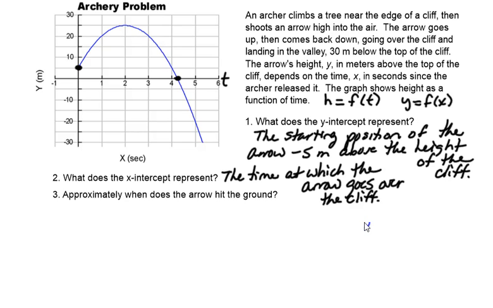Approximately when does the arrow hit the ground? Okay, so let's read the context again. It says the arrow goes up, comes back down, going over the cliff, and landing in the valley 30 meters below the top of the cliff. So you see the 30 here, this negative 30? That means 30 meters below the top of the cliff, and this is where it hits the ground in the valley. So when we see where it hits the ground, we can go look up here and see, okay, it looks like it hits the ground at about 5.2 seconds. So about 5.2 seconds after the arrow is shot.